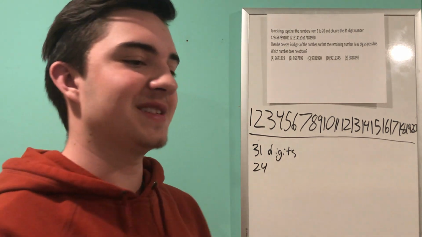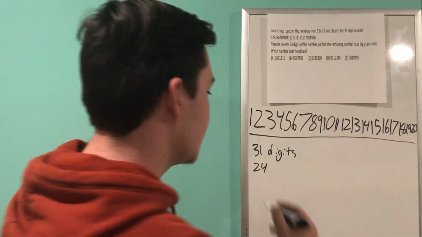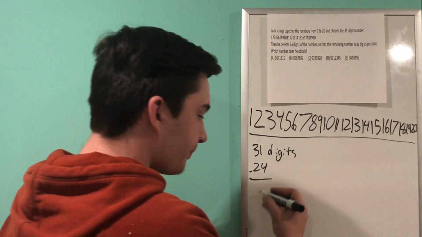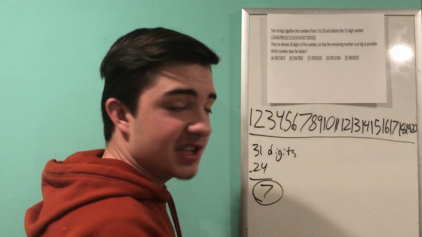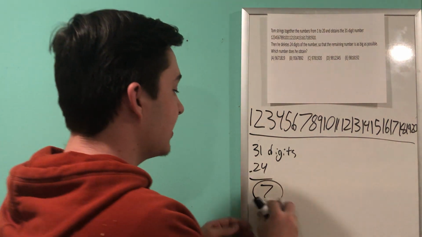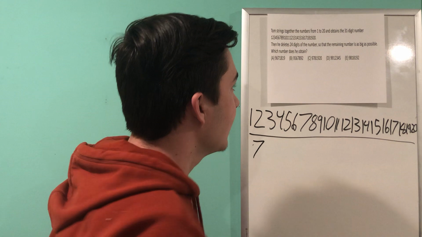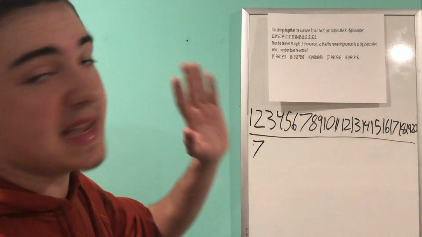And what do we know when we say get rid of or delete? That means we subtract, so we subtract this. And 31 minus 24 is 7. So we have 7 digits total. The answer has to be 7 digits. Right? So let's look at the answer choices first.